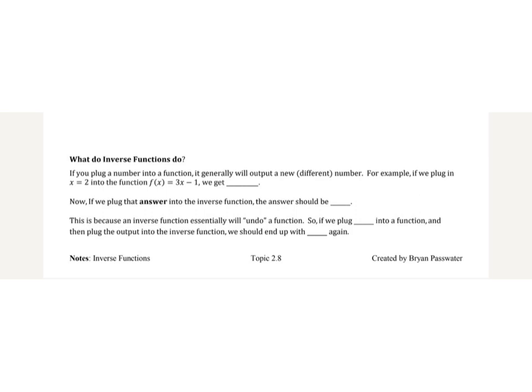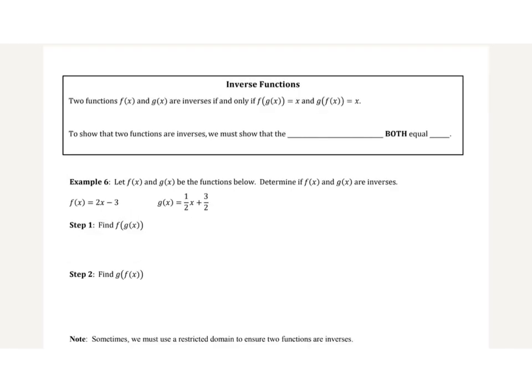If you plug a number into a function, it generally will output a new number. For example, if we plug x equals 2 into this function, we get what? 5. Right? Now, if we plug that answer 5 into the inverse function, the answer should be what? 2. Good. This is because inverse functions essentially undo the other function. So if we plug x into a function and then plug the output into the inverse function, we should end up with x again. Okay?